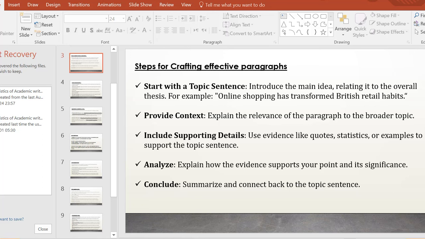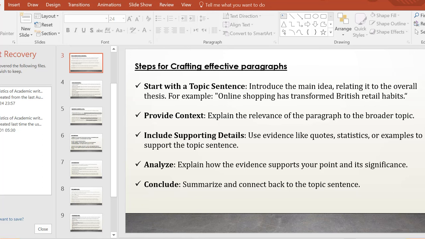And next thing is analyze. Don't just list your evidence. Explain how it supports your topic sentence. Tell your reader why this evidence matters and how it strengthens your argument. So, here in the analyze session, you have to support your points and its significance. And in the last section, that is conclusion session or conclude, you have to wrap up your paragraph by summarizing the main points and linking it back to your topic sentence. This helps you to keep your writing focused and make sure the reader understands the main idea of the paragraph.